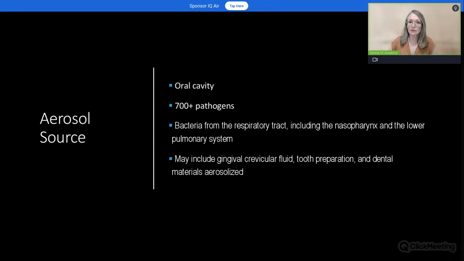When we look at the aerosol source in our dental practices, we of course have to look at the oral cavity because of 700 plus pathogens, bacteria from the respiratory tract, including the nasopharynx and the lower pulmonary system, and may include gingival crevicular fluid, tooth preparation, and dental materials, all aerosolized.